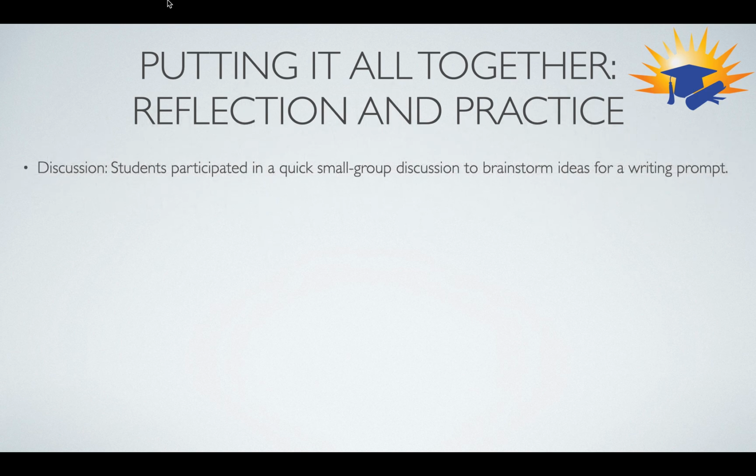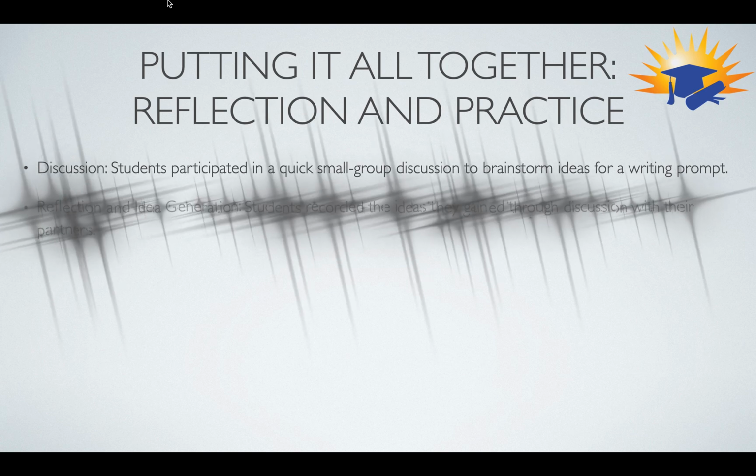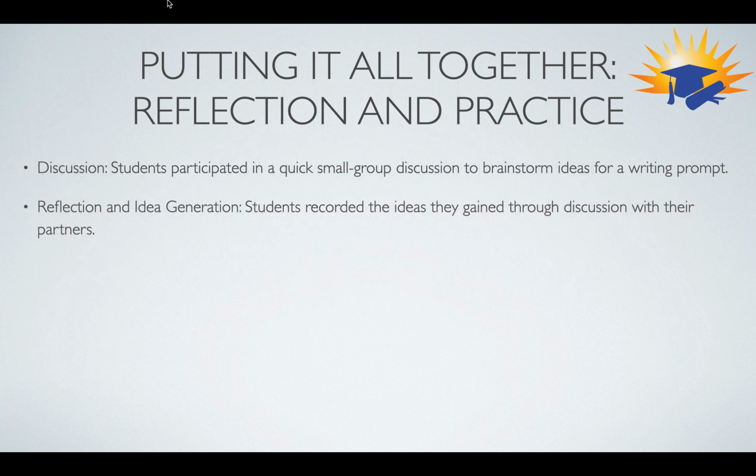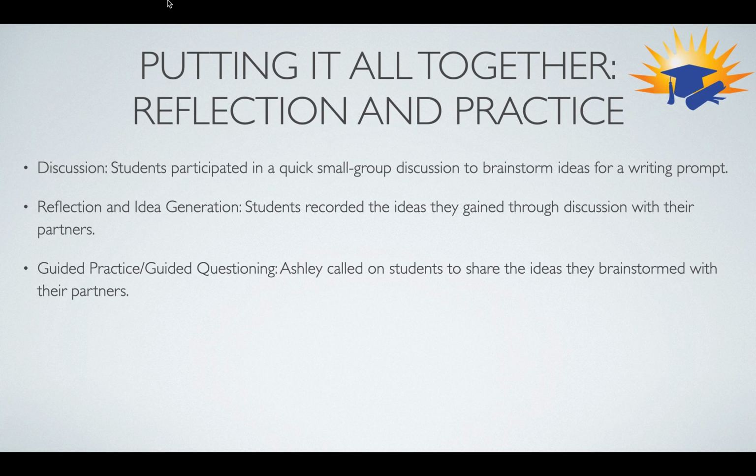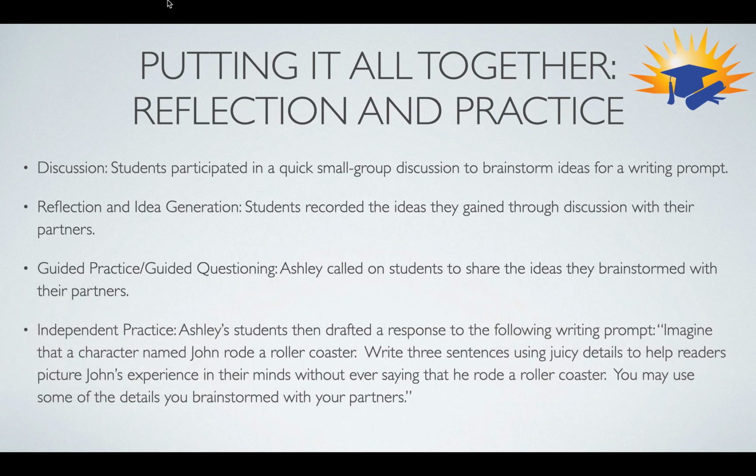First, discussion. Students participated in a quick, small group discussion to brainstorm ideas for a writing prompt. Second, reflection and idea generation. Students recorded the ideas they gained through discussion with their partners. Next, guided practice, guided questioning. Ashley called on students to share the ideas they brainstormed with their partners. Finally, independent practice. Ashley's students then drafted a response to the writing prompt.